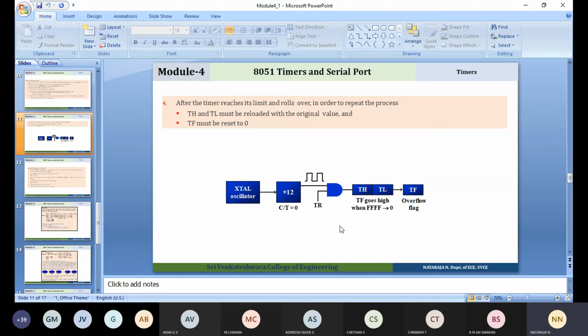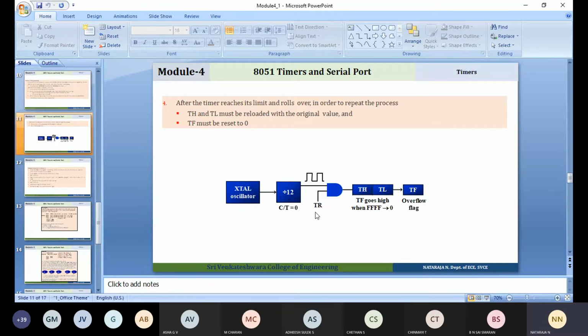It will vary from 00 to FF. Each and every count takes one bit delay. Why? Because here we have a clock cycle having both positive as well as negative signal. Based on that, it will increase. Once it reaches FF, if I add 1 to FF, what do you get? 00 followed by a carry of 1. That 1 will be stored in TF, so that TR will stop.